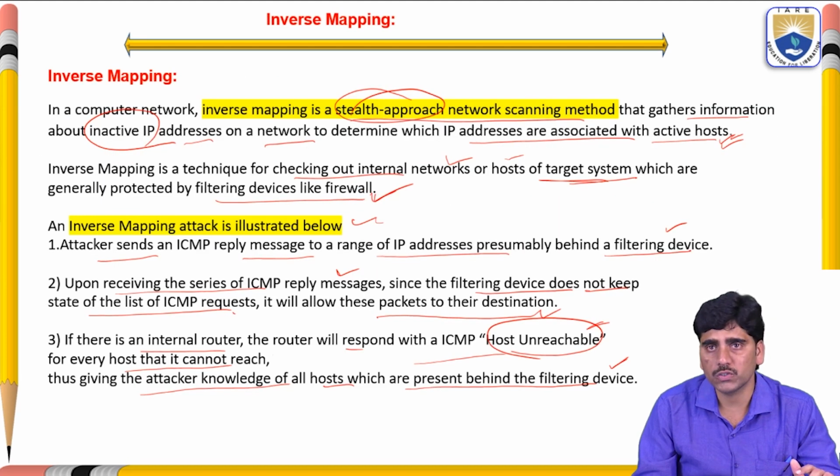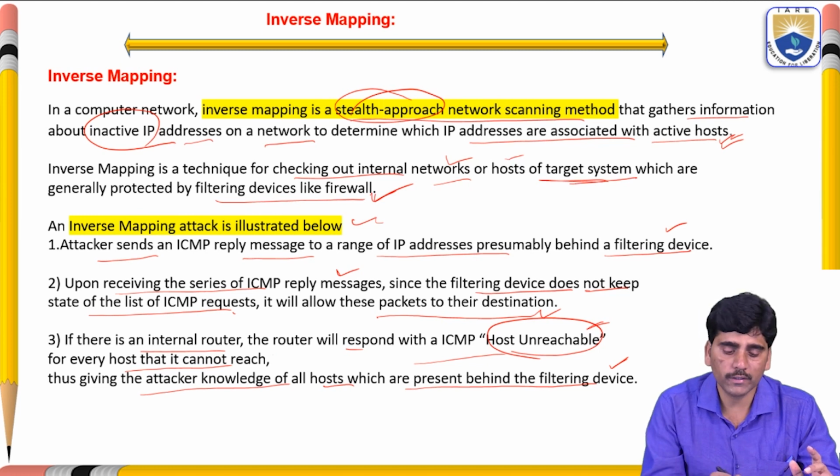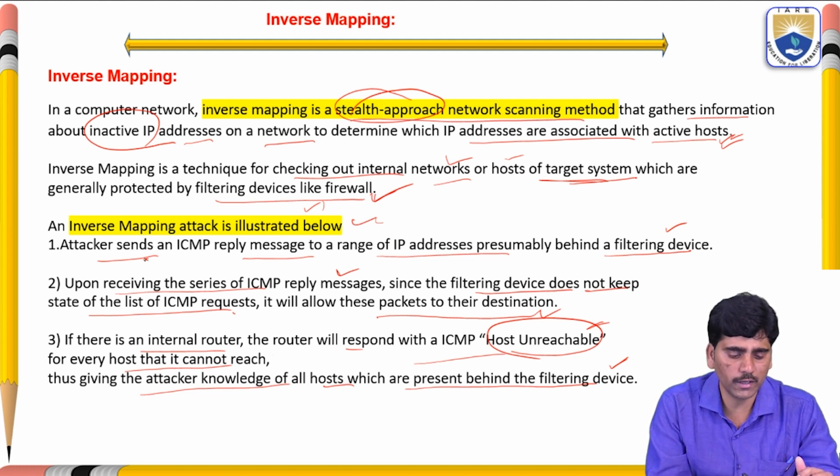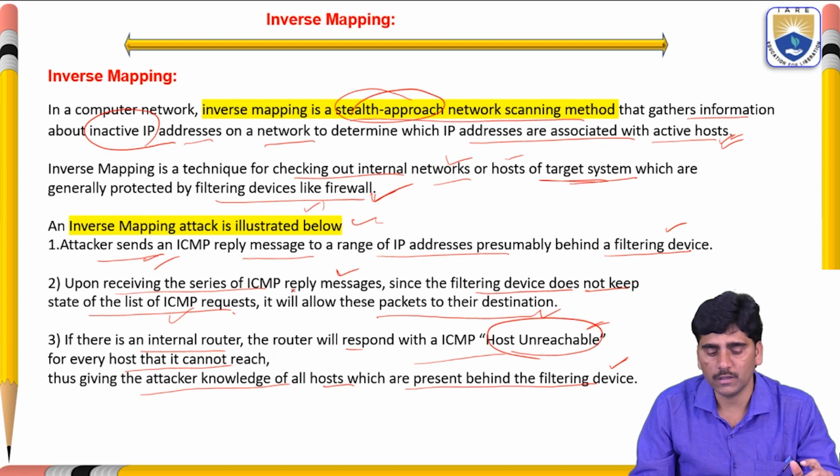And inverse mapping. Inverse mapping is one type of stealth network scanning method that gathers information about inactive IP addresses on a network to determine which IP addresses are associated with active hosts. It is a technique for checking the networks or hosts of a target system which are generally protected by a filtering device like a firewall. So which systems are going to be protected by the firewall they are using. Based on certain conditions, the inverse mapping attacks are illustrated here.